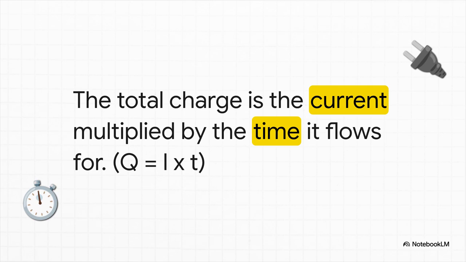And of course, since this is physics, there's a formula for it. But don't worry, this one's super straightforward. If you want to know the total amount of charge that's flowed, that's Q, all you do is take the current, I, and multiply it by how long it's been flowing, T. That's it. Total charge equals current times time. Simple, right? But believe me, it's incredibly useful.